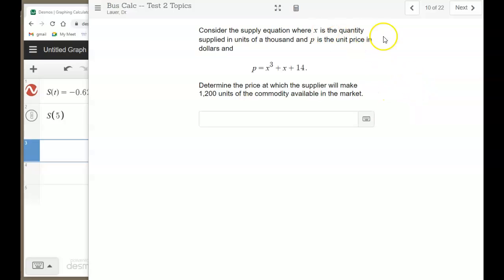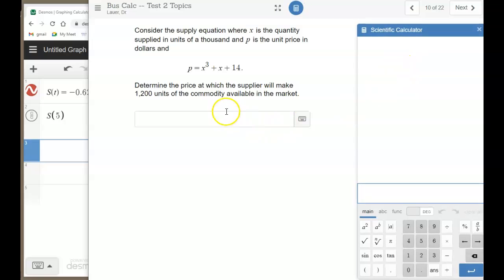This one says, consider the supply equation. Here it is. Determine the price at which the supplier will make 1,200 units of the commodity available in the market. So here, I can just type my formula. I could put it over in the graphing calculator, but I have this one available right here already. In order to do this, I need function notation. So what I want is P of 1,200.